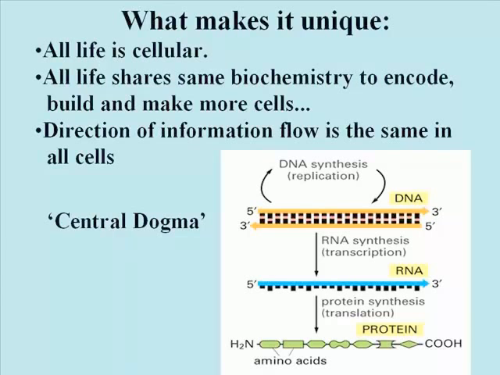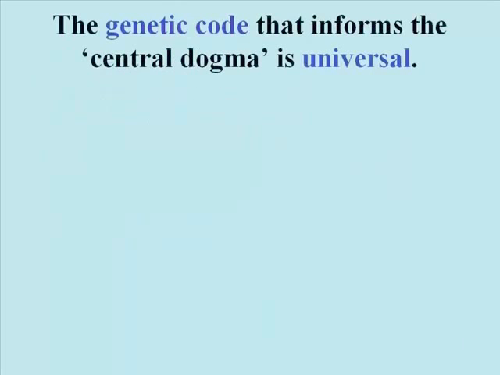This flow of information, Francis Crick called the central dogma of biology. Information flows from DNA to DNA, that's replication, from DNA to RNA, that's transcription, and from RNA to protein, that's translation. Genetic information is encoded, and the genetic code is universal, as I implied a moment ago.